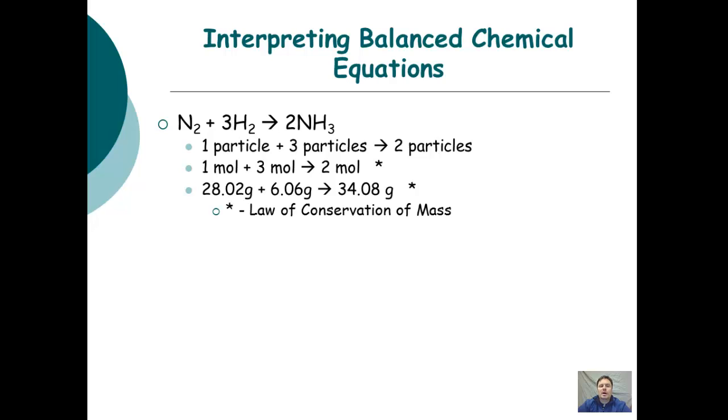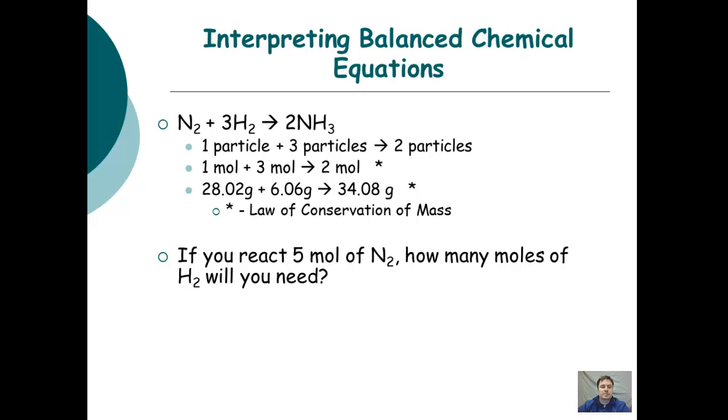All of these obey the law of conservation of mass. Because of this, the idea that matter is not created or destroyed, it's just changed in form, allows us to do these stoichiometry problems. So let's use this equation to answer this question. If we react 5 moles of N2, how many moles of H2 will we need? Well, we know the ratio of N2 to H2 is 1 to 3. So if we have 5 moles of N2, we must have 3 times more moles of H2. What's 3 times 5? 15 moles of H2. Pretty simple.